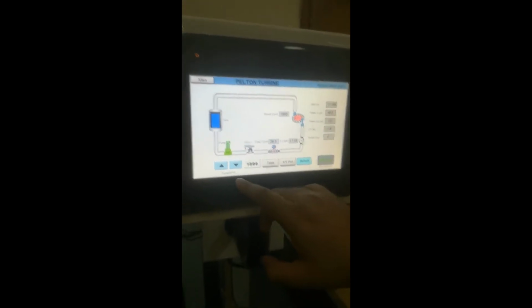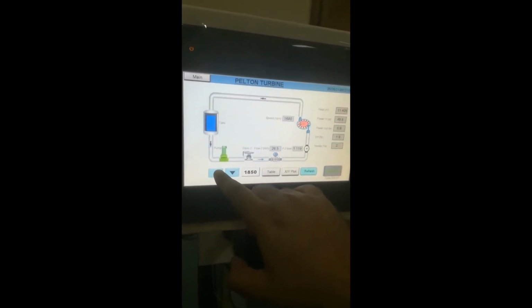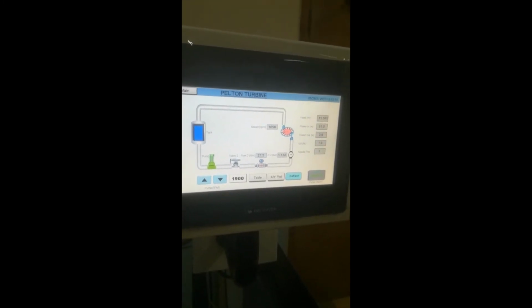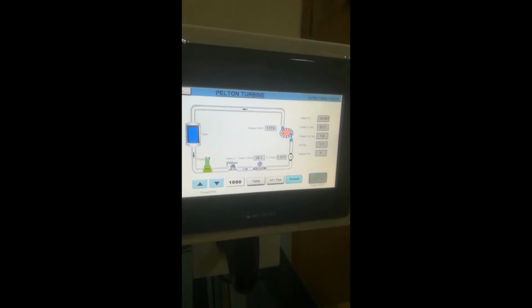Now I will increase the pump RPM further by 100 RPM and take some time so that the readings are stable. This is your third reading.